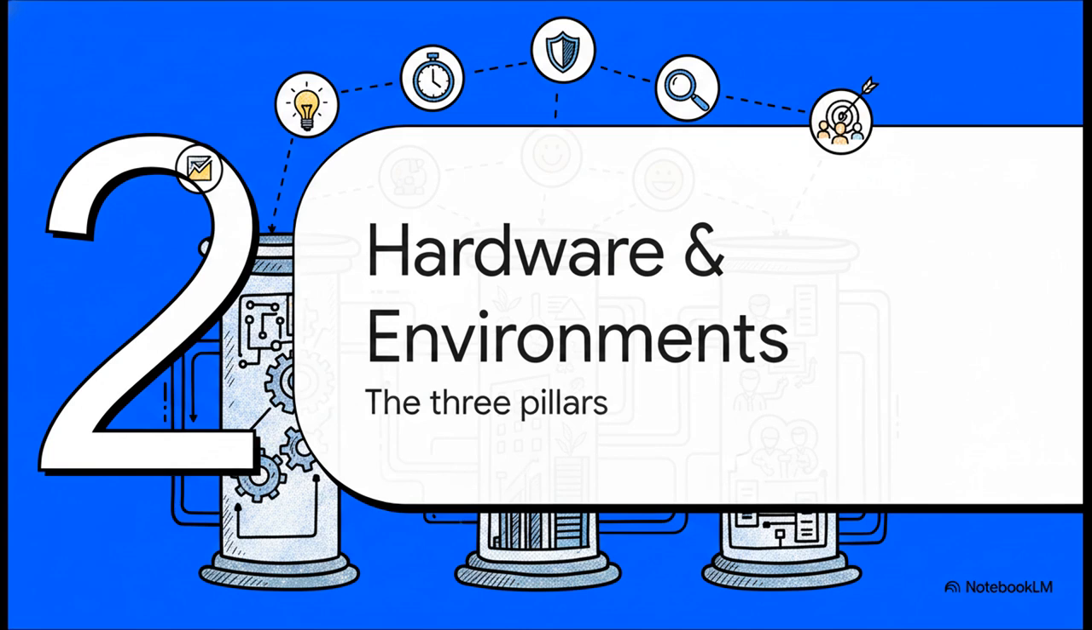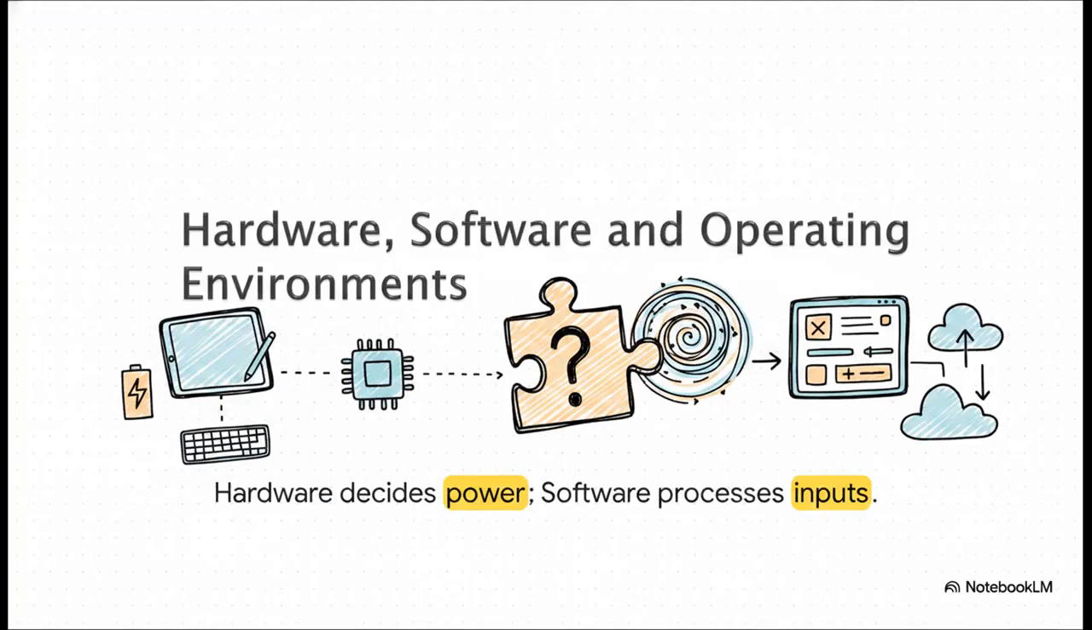Section 2. Hardware, Software, and Environments. The 3 pillars of operational context. It all starts with the physical constraints. Hardware dictates your physical interaction limits. It decides the display size, the processing power, and your input methods, like touchscreens versus keyboards. Software, on the other hand, well, that's the invisible engine. It processes those user inputs, manages the visual interface elements you actually see on the screen, and controls the overall behavior of the system. But here's the catch.